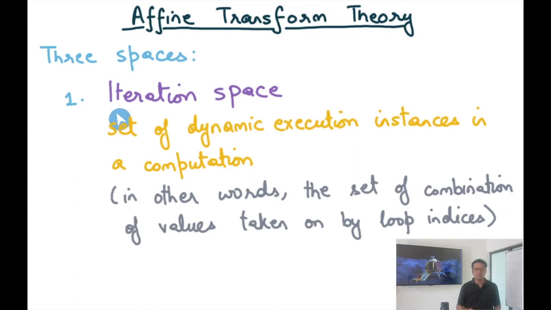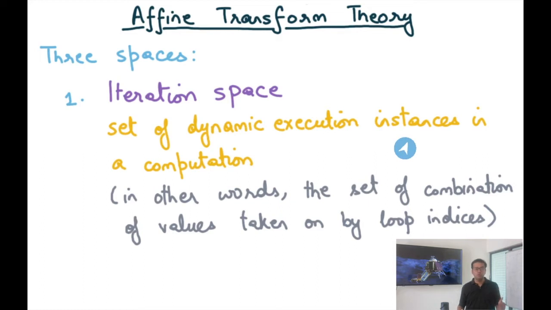The first space is the iteration space, and this basically represents the set of dynamic execution instances of a computation. If I have a loop which says for i equals 0 to n, i plus plus, and then something in the body, then there are n different dynamic instances, one for each possible value of i from 0 to n minus 1. These form the set of dynamic execution instances.